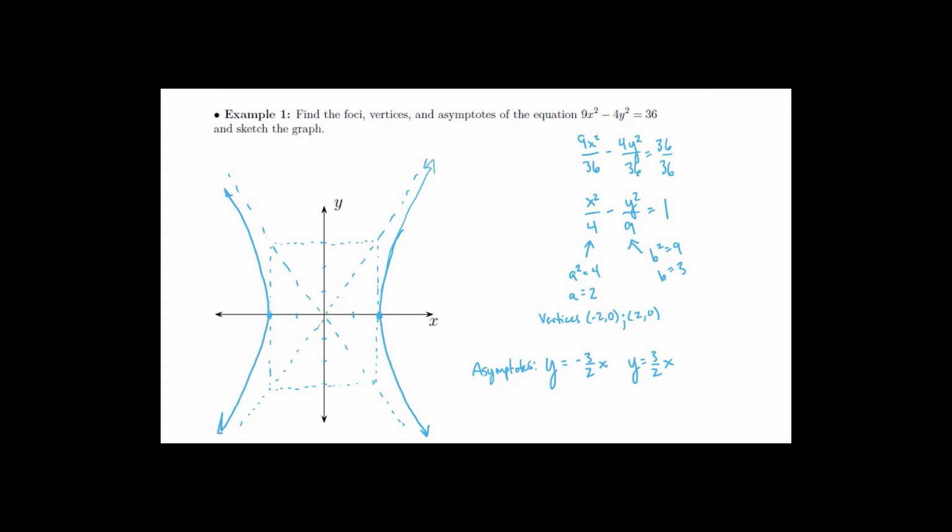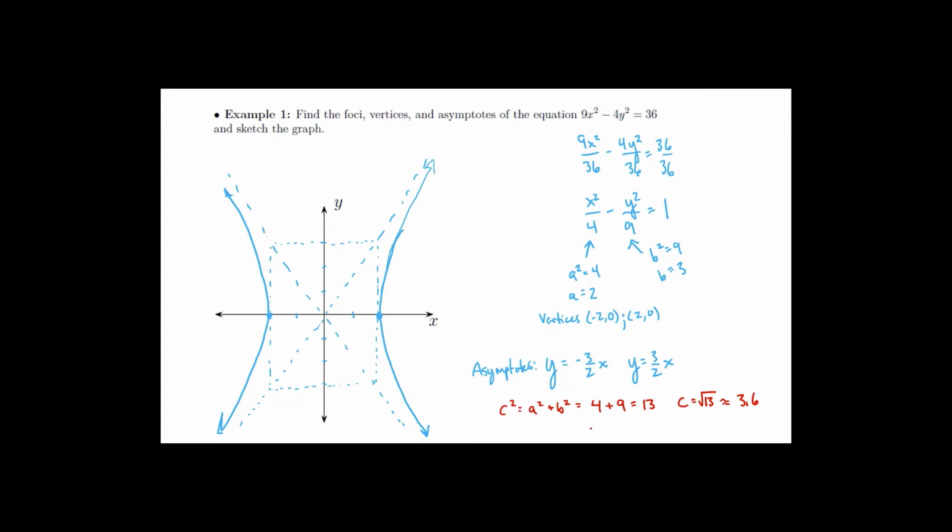Now the last thing we need to do here is we do need to graph the foci. So remember that for our foci, we have that c squared is equal to a squared plus b squared. All right, but of course a is 4 and b is 9. So c squared is 13, so that means c is equal to the square root of 13. And it's worth getting the approximation here. So square root of 13 is about 3.6.